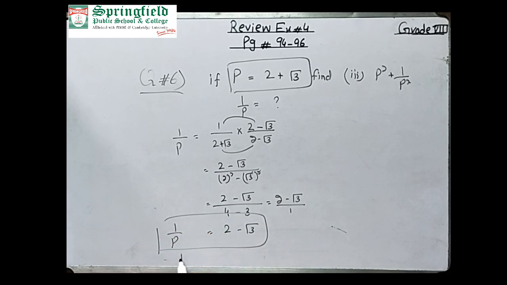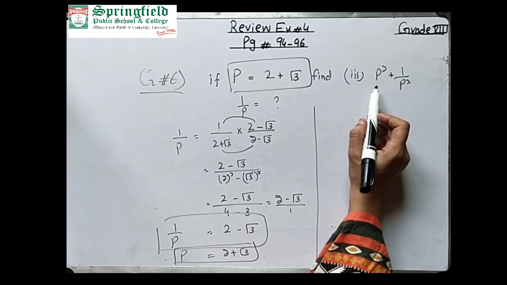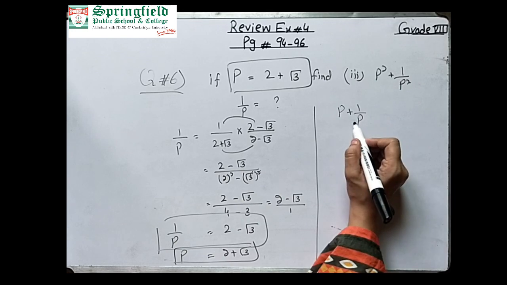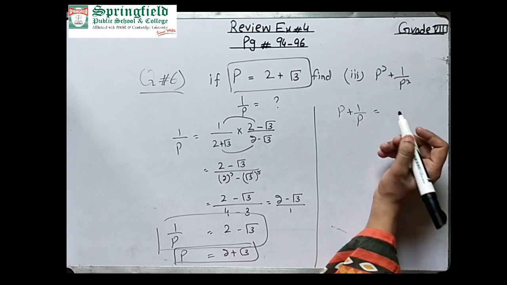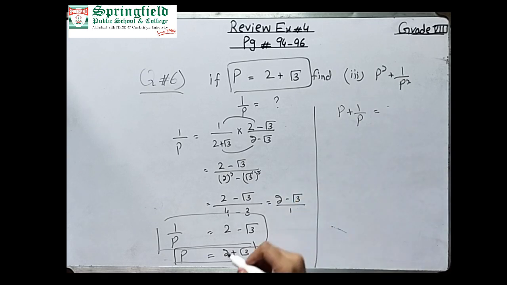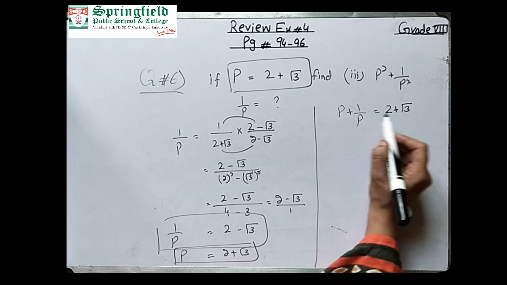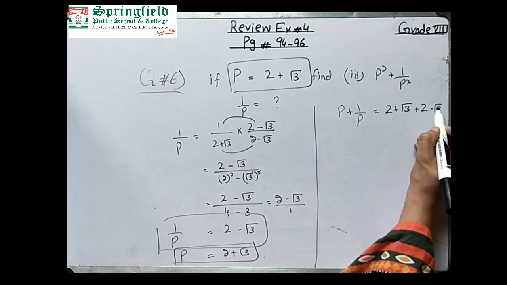And the value of p is equal to 2 plus root 3, the given value. Fine. Now we can find p plus 1 by p. First we will find p plus 1 by p, and then we will find the p square. The value of p is equal to 2 plus root 3. Put the plus sign and write down the 1 by p value, 2 minus root 3.